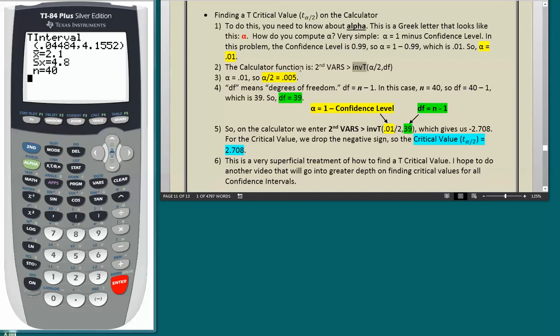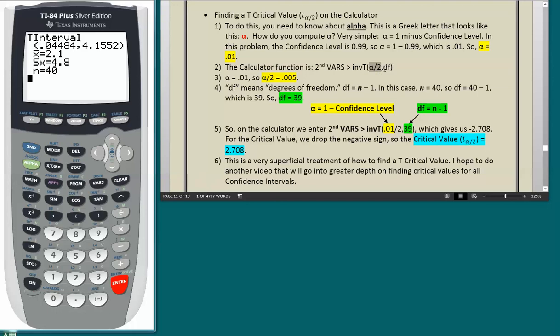The calculator function we're going to use is second vars invT, and this is what we're going to put into that function: alpha divided by 2 and something called df, or degrees of freedom. So let's look at those one at a time. Alpha divided by 2. Well, we know that alpha equals 0.01. We calculated it up here. So alpha divided by 2 is 0.01 divided by 2, which is 0.005. So that's what's going to go into this part of the calculator function.